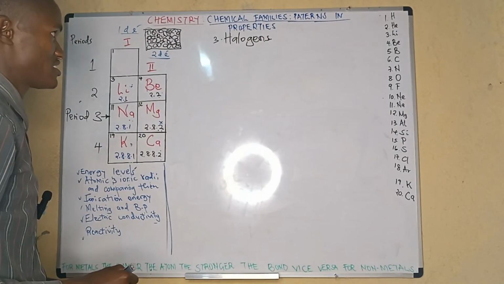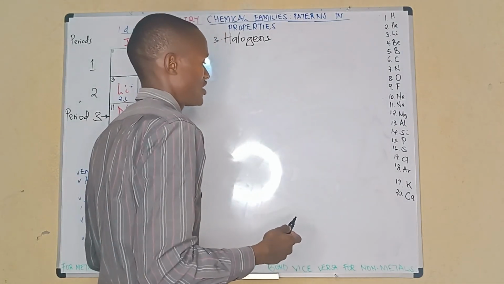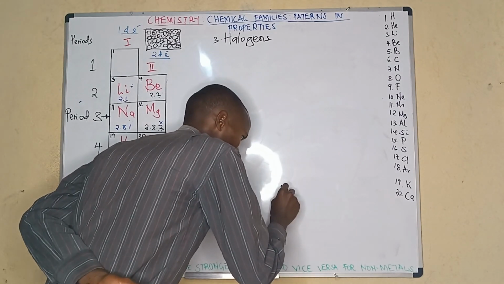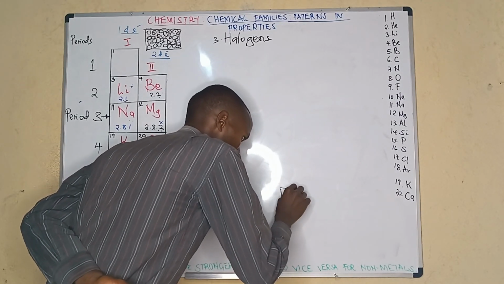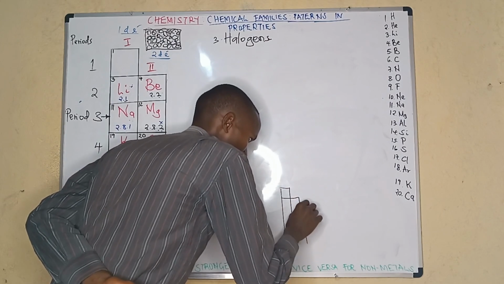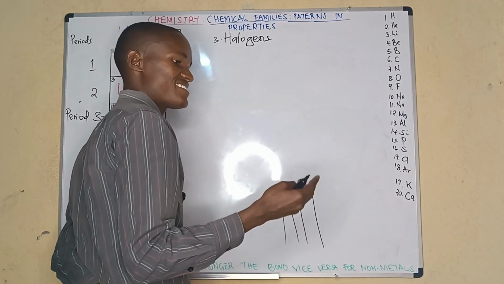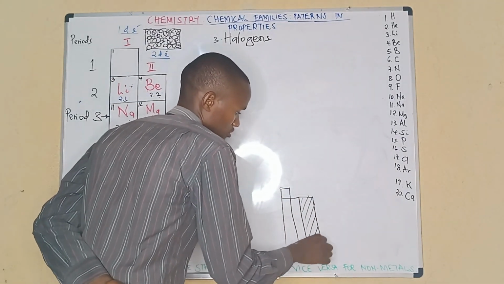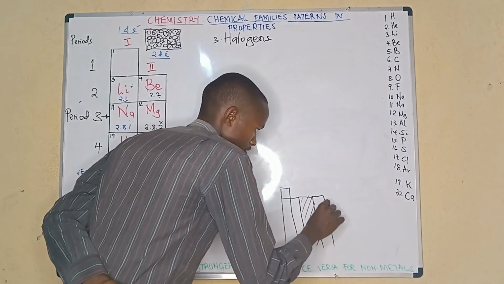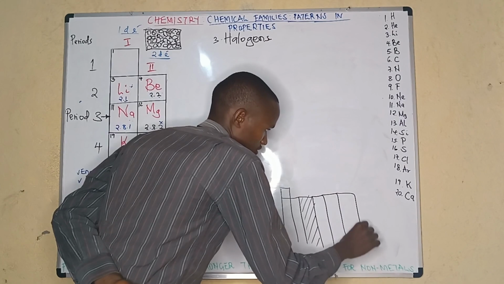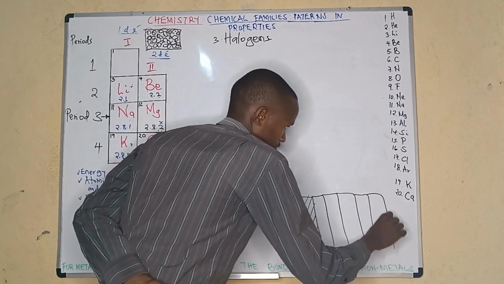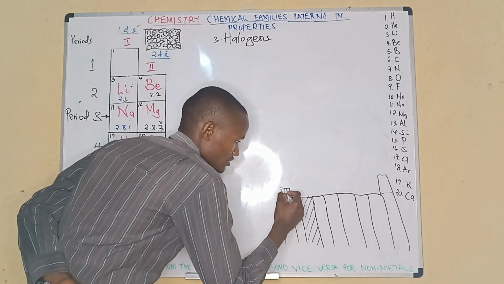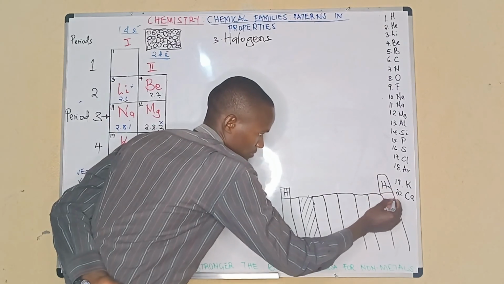Family number 3 is halogens. Now I'll be forced to draw a very small periodic table here. Halogens. We said it has 8 columns because of 8 groups. 1, 2. This is shaded. 1, 2, 3, 4, 5, 6, 7, 8. This one is not that big. This is hydrogen. This is helium.